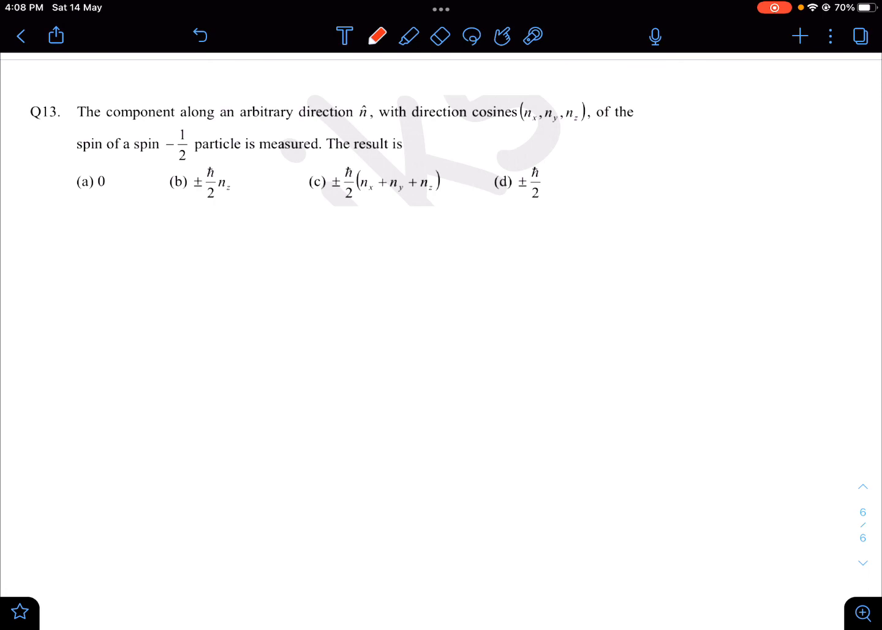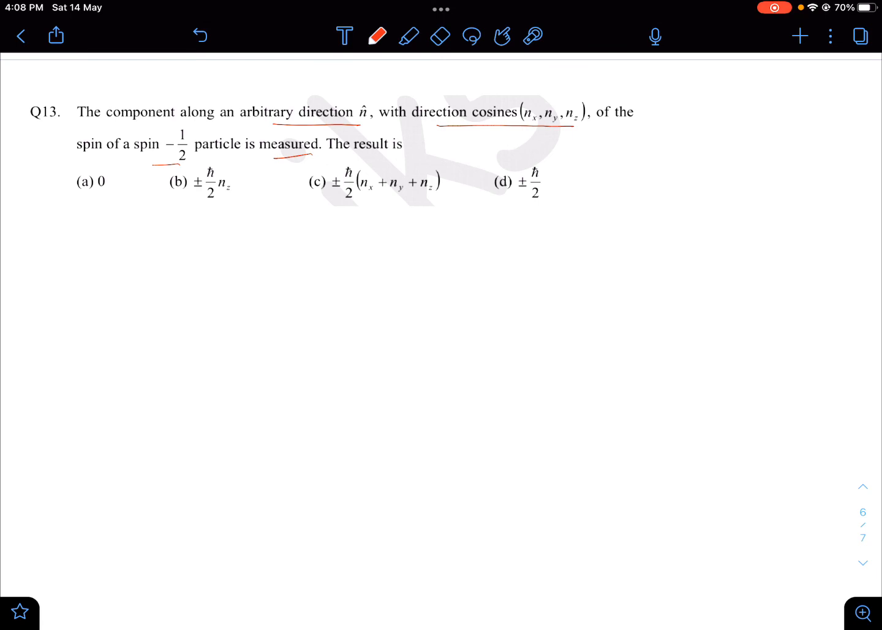So now let us move to the third problem. The problem states that the component along an arbitrary direction n cap with direction cosines nx, ny and nz of the spin of a spin half particle is measured. So we are measuring the spin of a spin half particle along any arbitrary direction. So what will be the result? What will be the value that we will get?